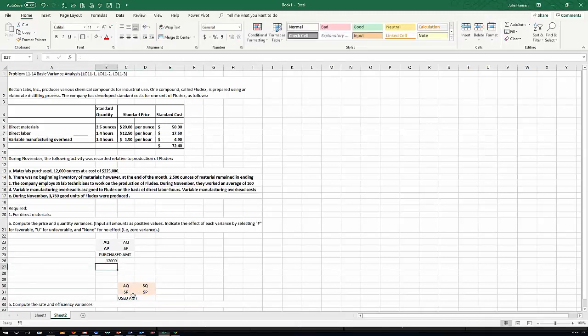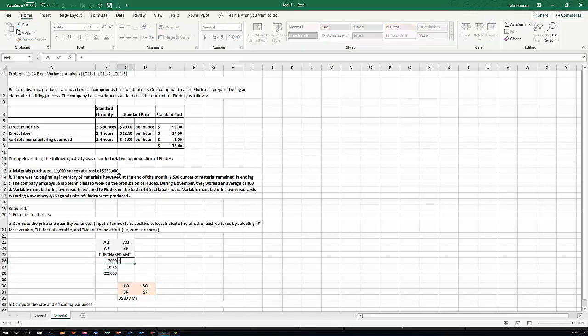Over here, it says the materials they purchased were 12,000 pounds. Let's go ahead and plop that in there. And they tell me it was a cost of $225,000. If I really wanted to know what that was on a per unit basis, could I do that? Absolutely. I could take the total amount that I paid, divide that by how much I purchased, and apparently I paid $18.75 per ounce for the direct materials.